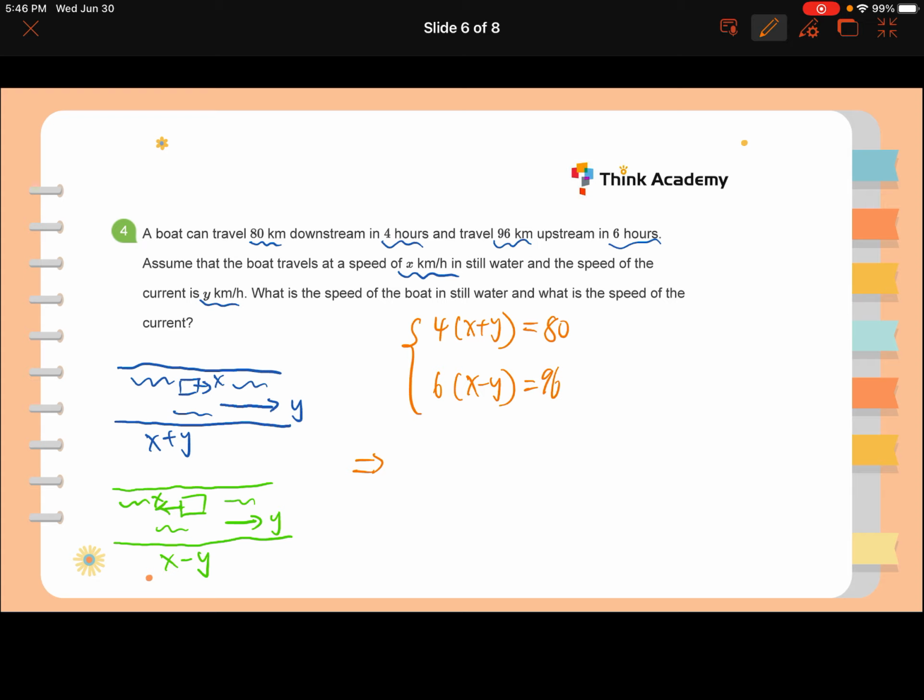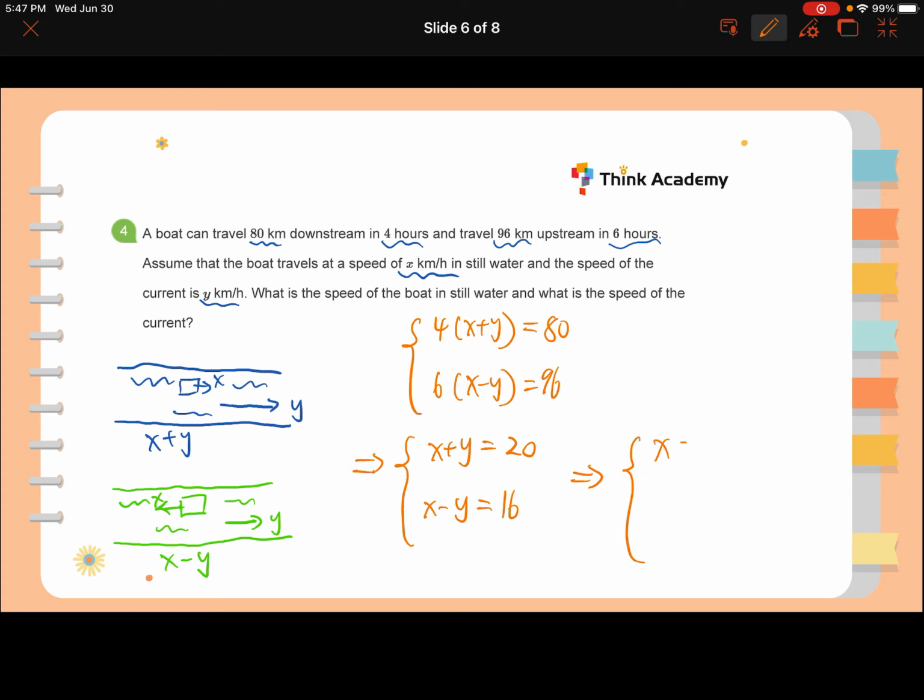We can first simplify both equations. So in the first equation, we can multiply both sides by 1/4. That means on the left-hand side, we only have x plus y, and on the right-hand side, 80 divided by 4 is 20. And again, for the second equation, we can divide both sides by 6. So we have x minus y on the left-hand side, and on the right-hand side, we have 96 divided by 6, which is 16. Now it's easy to solve for x and y.